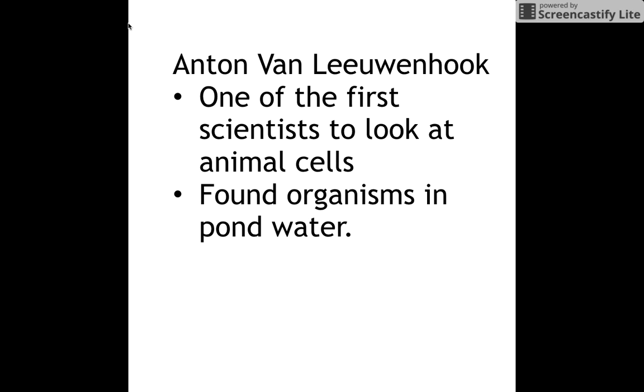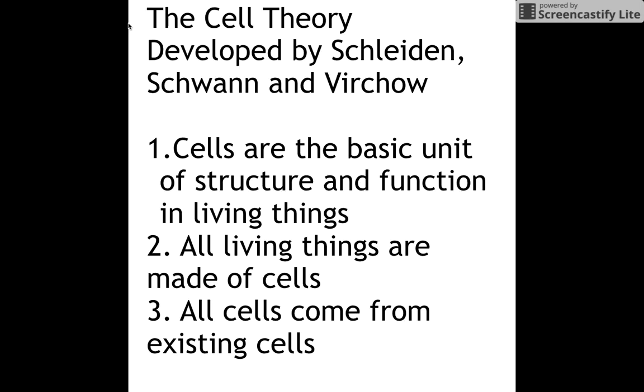Anton van Leeuwenhoek was one of the first scientists to look at animal cells. He found organisms in pond water. Again, this isn't something new to us. We know that these things are actually called protists or eukaryotic cells. Back then when he discovered them, he thought that they resembled small animals, so he called them animalcules.